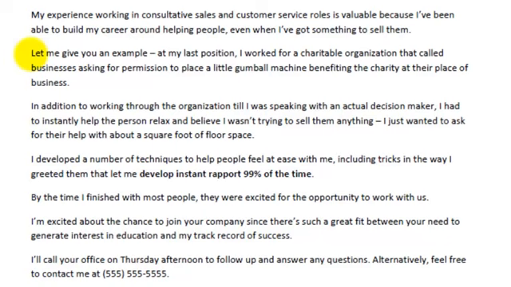In addition to working through the organization till I was speaking with an actual decision maker, I had to instantly help the person relax and believe I wasn't trying to sell them anything. I just wanted to ask for their help with about a square foot of floor space. I developed a number of techniques to help people feel at ease with me, including tricks in the way I greeted them that let me develop instant rapport 99% of the time. By the time I finished with most people, they were excited for the opportunity to work with us.